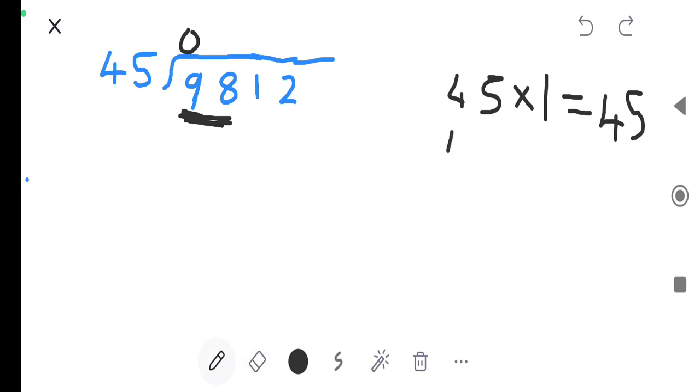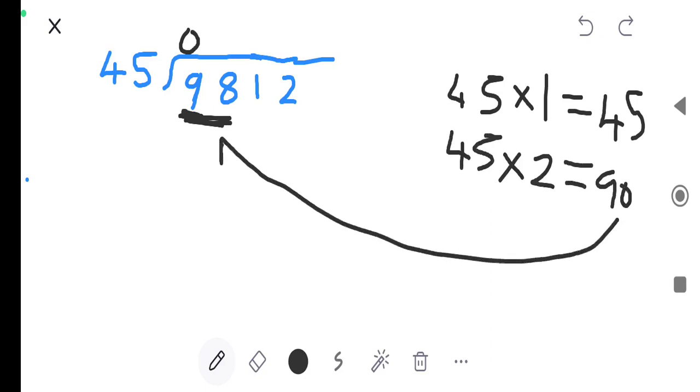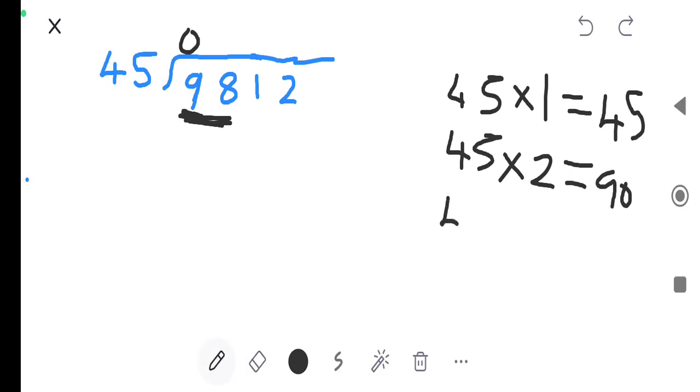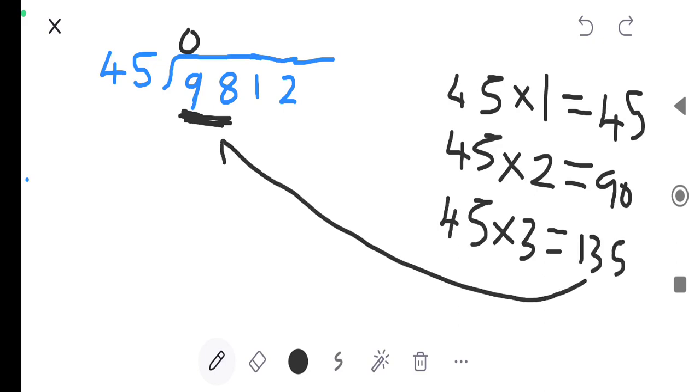So you do 45 times 2, and that gives you what? 90. Now, 90 is equally smaller than 98. That means that 2 also worked. But that doesn't mean I can just go to the top and write 2. No, I will have to confirm with a bigger number, which is 3. So 45 times 3 will give us what? 135, okay? And 135 is bigger than 98. That means that 3 didn't work. So we can use 2.